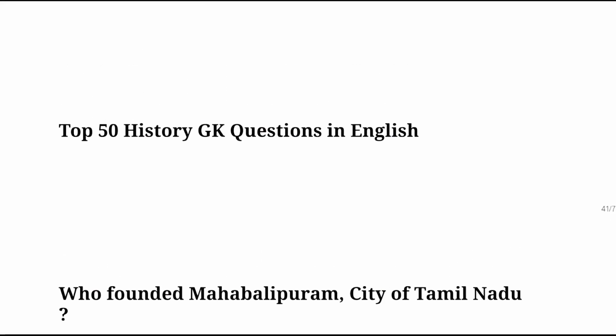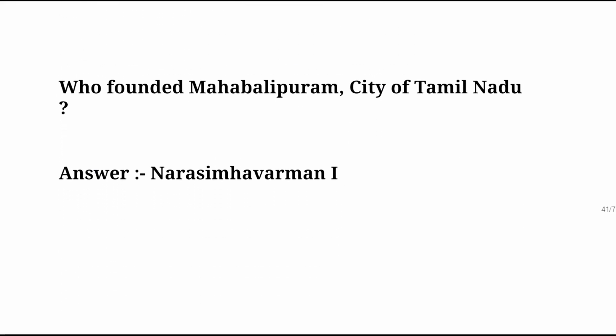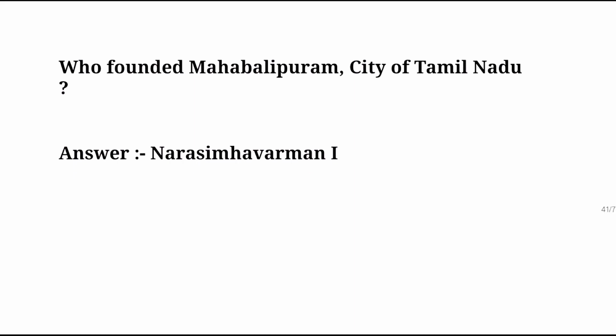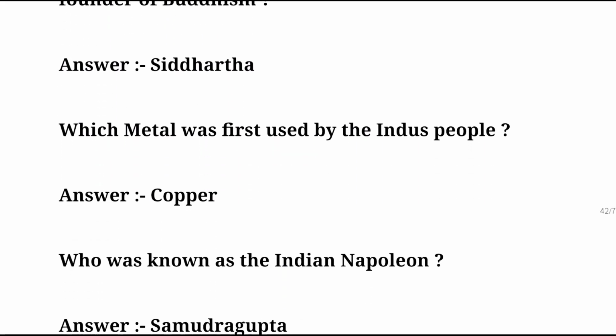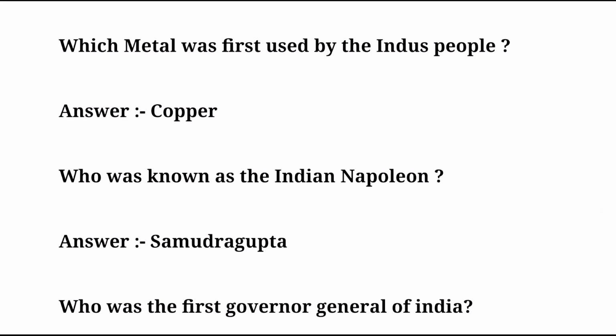Top 50 History GK questions in English. Who founded Mahabalipuram, city of Tamil Nadu? Answer. Narasimhavarman I. What was the real name of Mahatma Buddha, the founder of Buddhism? Answer. Siddhartha. Which metal was first used by the Indus people?